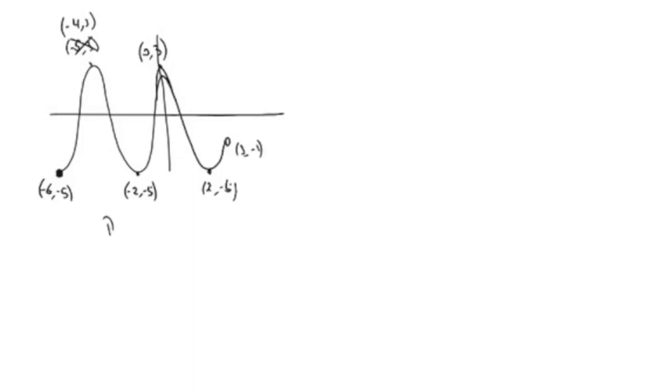All right, domain. -6 to 3. That's a bracket, and then a parenthesis. Range. -5 to 3. And then it's both brackets. Starts down here at -5 and it works its way up to 3. Even though it repeats the 3 over and over again, we don't care about that.